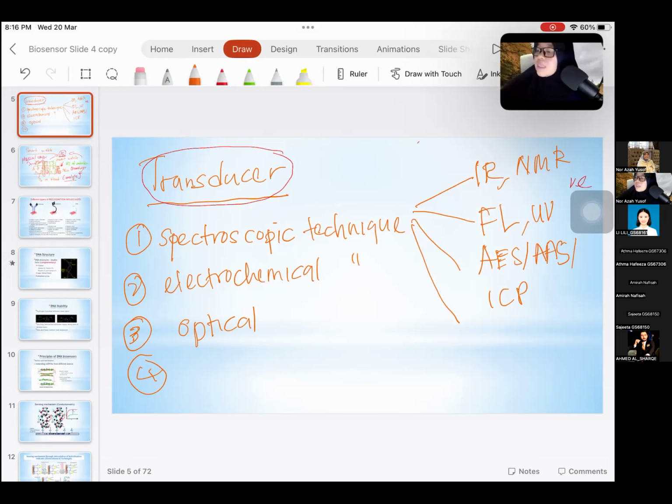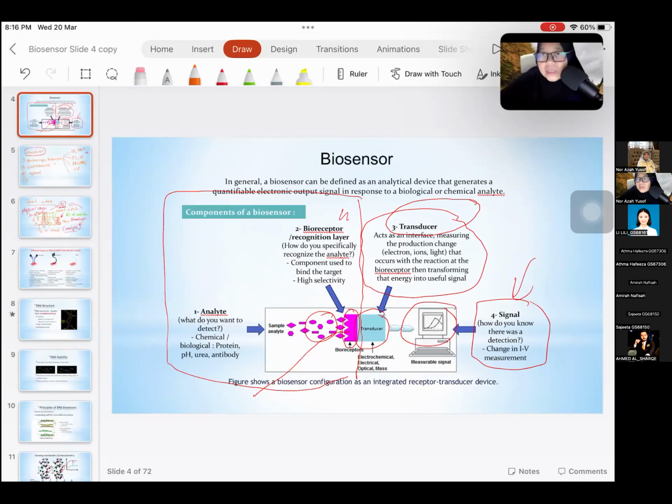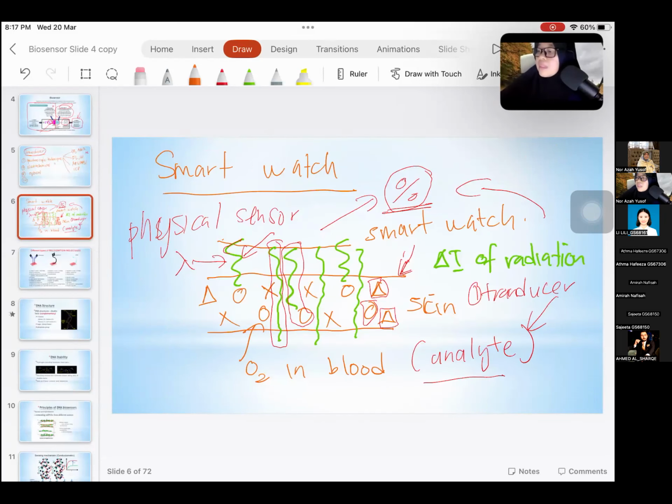So these are some of the transducers that you can use because we are talking about technique. Transducers are technique to detect, let me go back to the picture just now, to detect the changes. Because what happened just now, based on your smartwatch, when the electromagnetic radiation, the green one, interacts with the oxygen molecule in blood, there is a change in the intensity probably, or based on what kind of changes that you wish to measure. So the changes must be detected by a transducer.